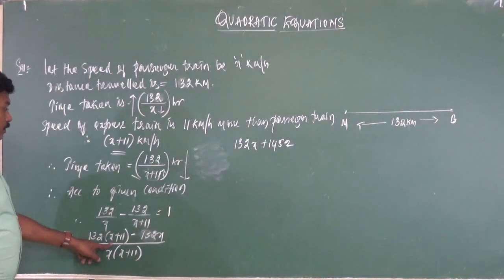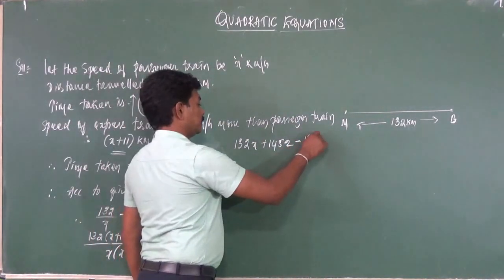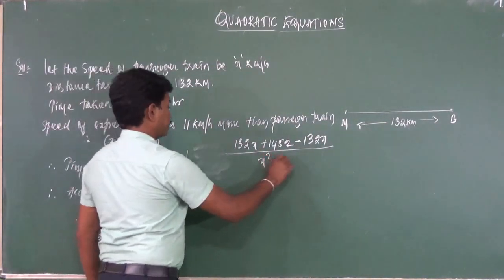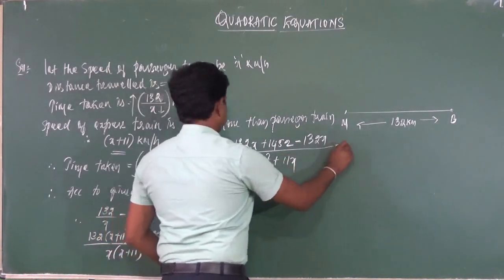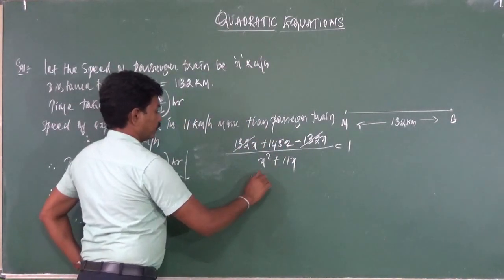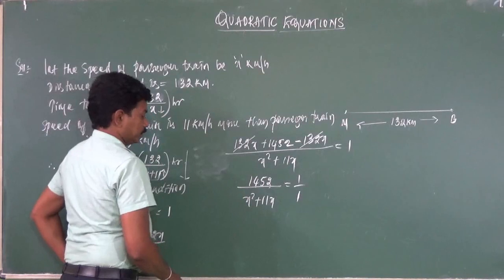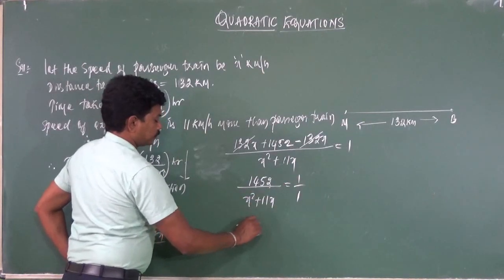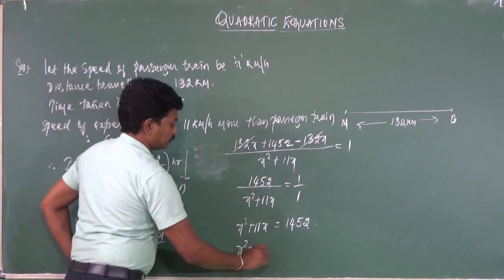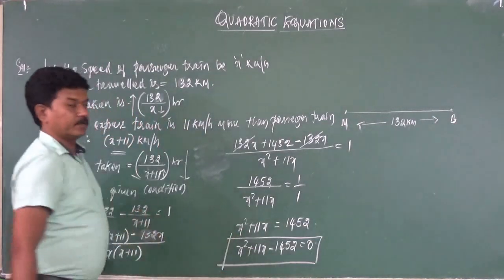So 132 into x is 132x. 132 into 11 is 1452 minus 132x. Minus 132x by x into x plus 11, that is x into x is x square plus x into 11 is 11x, is equal to 1. Okay. So plus 132x minus 132x cancels. So 1452 by x square plus 11x is equal to 1. So x square plus 11x is equal to 1452. So x square plus 11x minus 1452 is equal to 0. So this is the required quadratic equation.